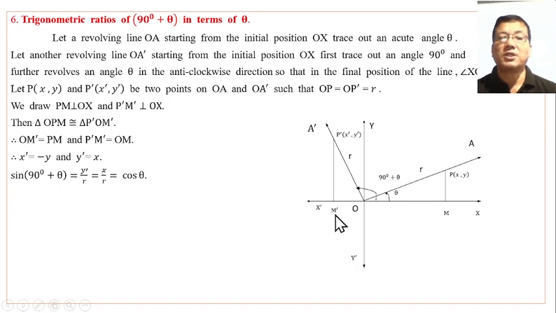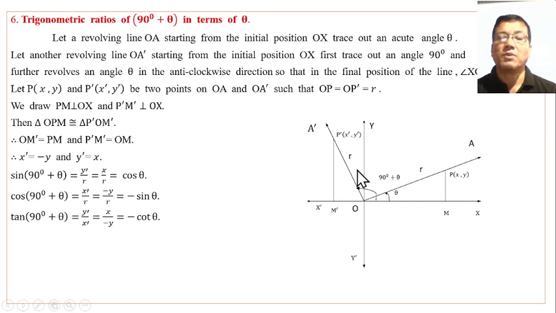Sine of 90 plus theta, that is y dash by r, which is x by r, so we have the CD x by r triangle, which equals cos theta. Cos of 90 plus theta, the base OM is x dash, the hypotenuse is r, so x dash by r, which is minus y by r. So cos of 90 degree plus theta is minus sin theta.